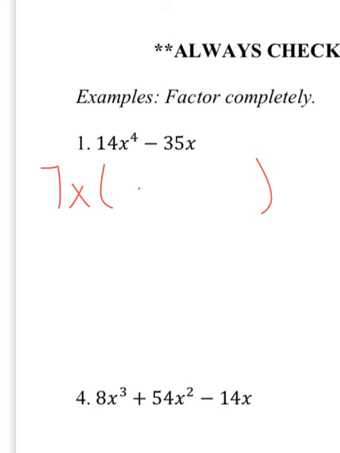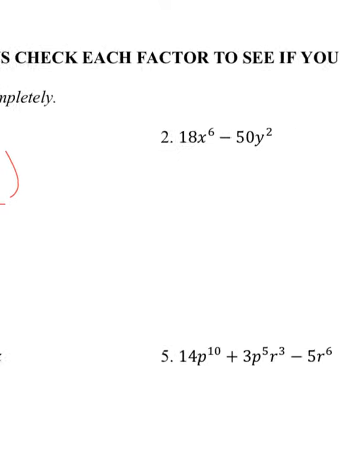14 divided by 7 is 2. X to the 4th divided by x is x to the 3rd. Then you have negative 35 divided by 7 is negative 5. X divided by x cancels. So now I check to see, can I do anything? I have 2 factors. I have 7x and 2x to the 3rd minus 5. Can I do anything further with 7x? The answer is no. Can I do anything further with 2x to the 3rd minus 5? I cannot, so that's it. Okay, first one is really just GCF. That's an Algebra 1 question. That should not be an issue.